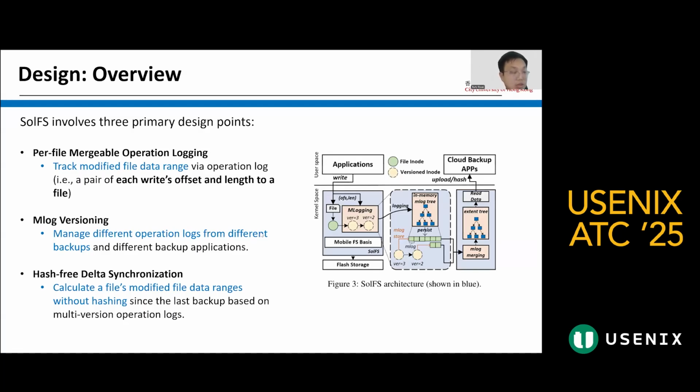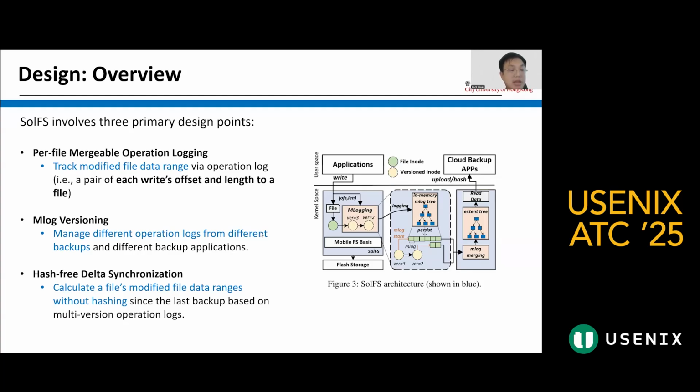Let's see the architecture of SolFS. SolFS involves 3 primary design points. The first point is the provider mergeable operation logging. This logging design aims to check the modified file data range of each file via the operation log. The operation log means the log of each write's offset and length to a file. So with this log, we can check all the modified ranges of this file since the last backup. This is the core design of SolFS.